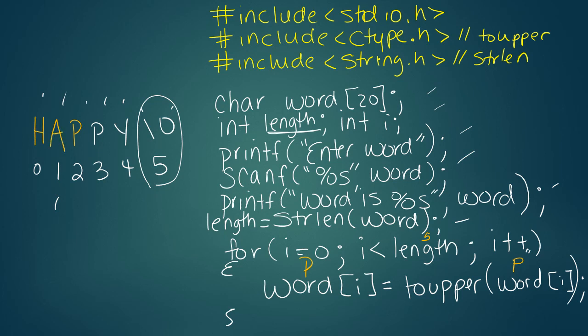Okay, then it's finished with that one. It's going to go to a 3. It's going to check, is 3 less than 5? Yes, it is. So it's going to take the P, come back, and change to an uppercase P. Then it's going to change to a 4. Is 4 less than 5? Yes, it is. So it's going to take the Y and come back with an uppercase Y. And then it's going to change to a 5, and it's going to test, is 5 less than 5? This condition becomes false, and the loop will end. And then down here, I would suggest printing the word again.